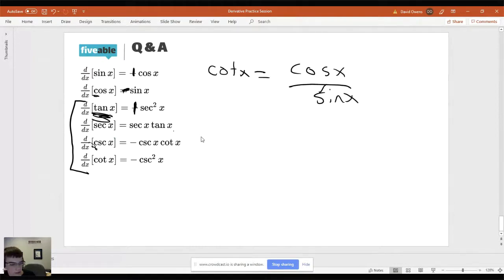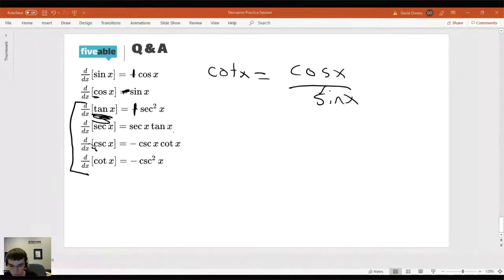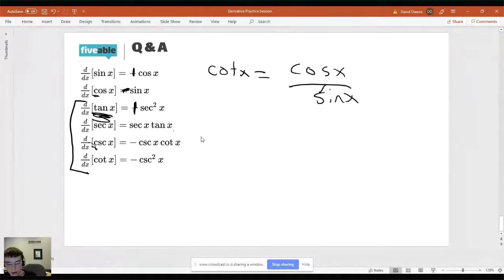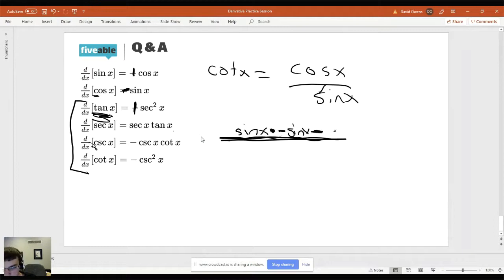So let's now do our final quotient rule here. So we'll take the bottom times the derivative of the top. So the derivative of cosine is negative sine x, minus the top times the derivative of the bottom, over the bottom squared. And you might notice this does look a lot like your derivative for tangent, as it kind of should.